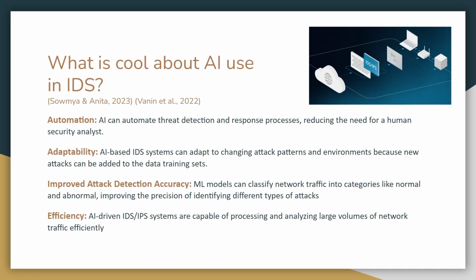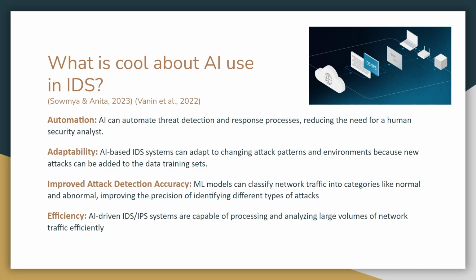What is cool about AI use in IDS? There are four primary benefits of AI use in IDS. These consist of automation, adaptability, better detection accuracy, and improved efficiency of analyzing traffic. Automation allows AI to act as a security analyst so it can detect threats more accurately than a human. While this could reduce the need for human security analysts, it primarily just makes their job easier as human oversight will always be needed for network security.